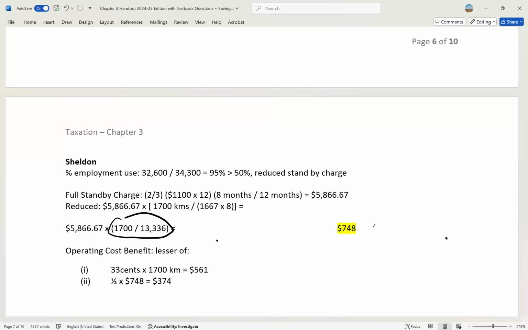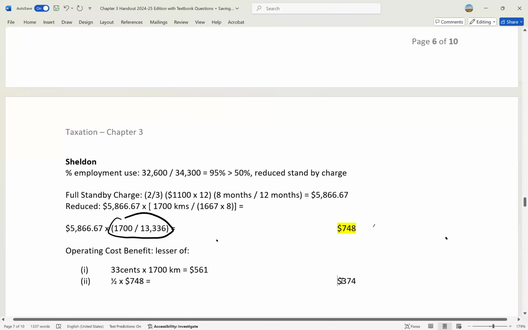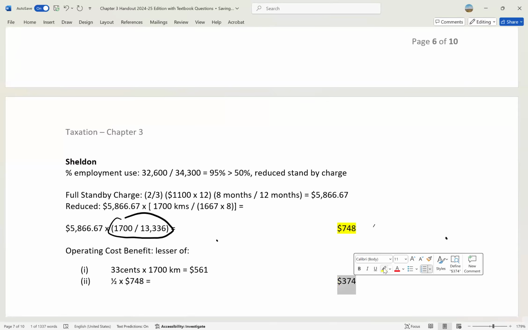So generally it's going to be 33 cents times your personal kilometers driven. But if you qualify for the reduced standby charge, then your operating cost benefit will be the lesser of these two amounts. And the lesser of these two amounts is going to be the 374. So that would be included in his net employment income as well.